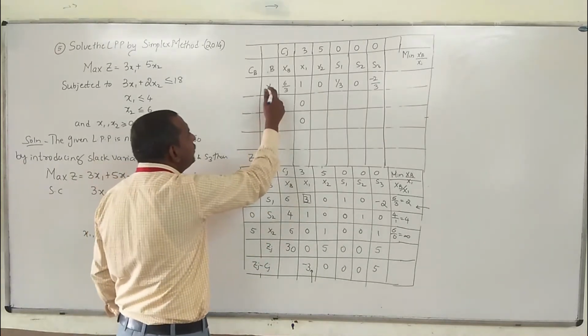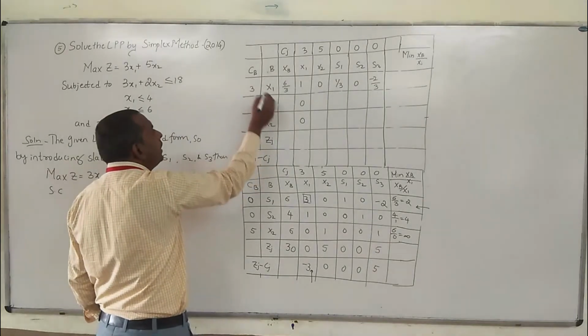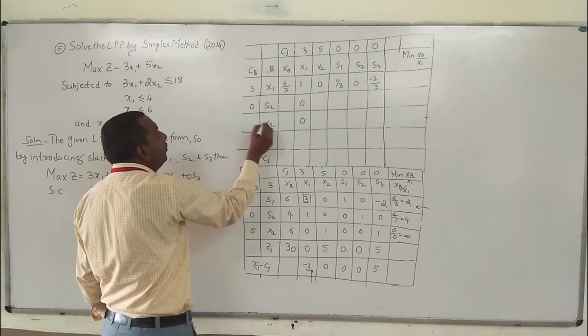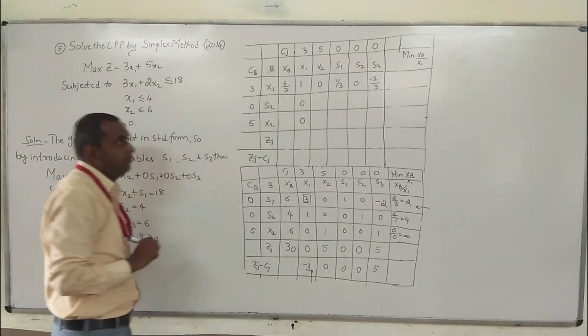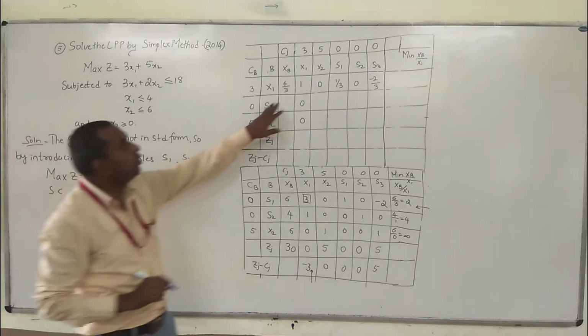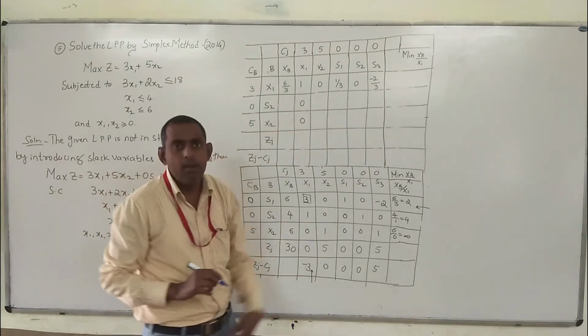So what is the coefficient of x1? 3. Coefficient of s2? 0. Coefficient of x2? That is 5. Fine. So we need to calculate the values of these remaining boxes.